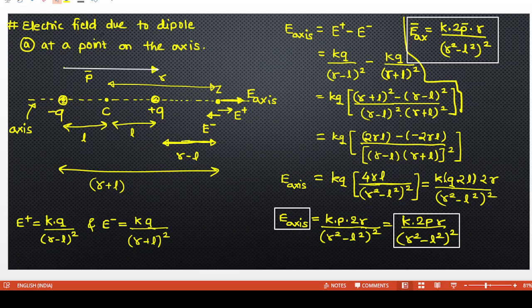Any doubt in this? How to find electric field at a point on axis? Field due to positive charge plus field due to negative charge. Then both the fields are opposing each other, so subtract them to get the final field, to get the net field.